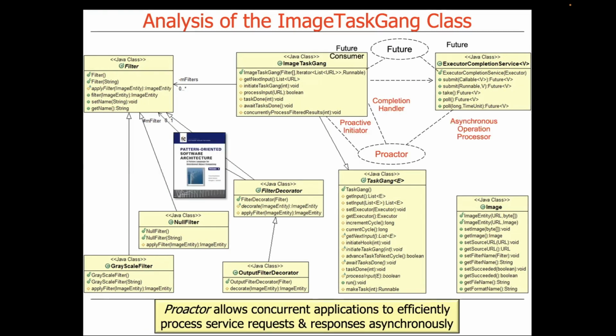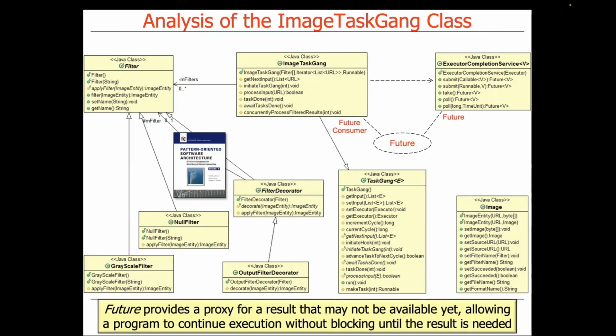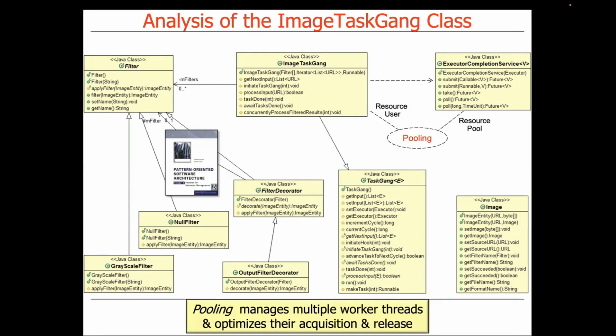There's also the proactor pattern used here, and you can see also the future pattern. So we're using proactor in order to be able to get the processing between the ImageTaskGang and the executor completion service to run asynchronously. And this allows us to do the processing in a scalable way using this pool of threads. The future, as you can see here, is used to provide a proxy for a result that may not be available yet. So the program can continue execution without blocking until it really needs the result. We'll see how that works in just a little bit. And of course, it also uses the pooling pattern from the POSA 3 and POSA 4 books.